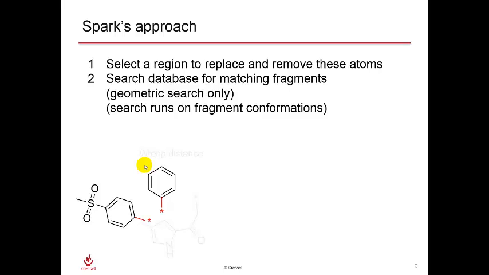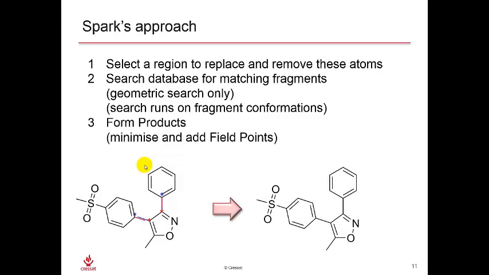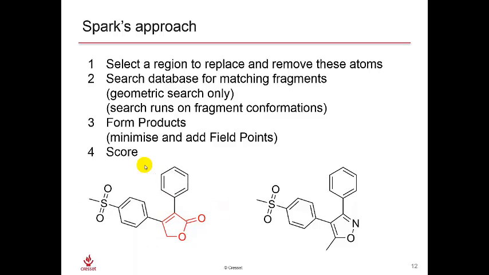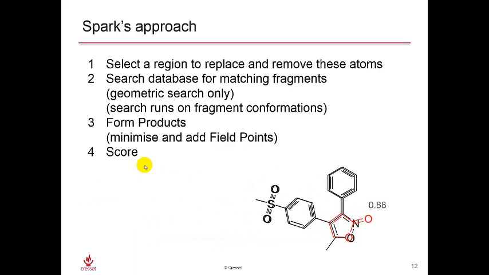In this case, the byte size of the fragment is too large. In the next case, the byte angle is wrong. Hopefully, we'll find a good number of fragments that fit. Spark then forms the product and does a quick minimization to the nearest local minima before scoring against the reference compound. In this case, we scored back against rofecoxib. However, you do have the option of scoring against other reference molecules.